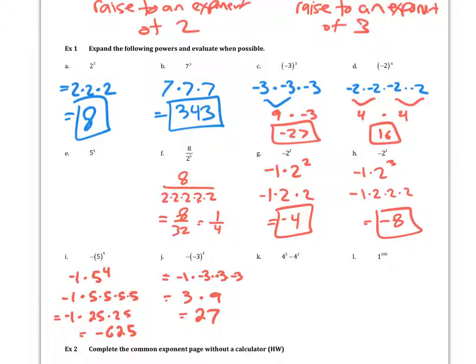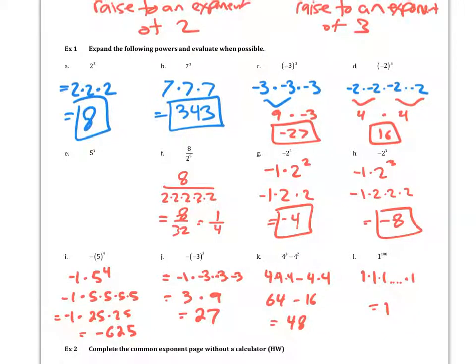In L, we can do K. K is 4 to the 3rd minus 4 squared. So this is 4 times 4 times 4 minus 4 times 4. That's 64. 16 times 4 is 64. Minus 16, which is 48. Okay. And finally here, L is 1 to the 100th, which is 1 times 1 times 1, 100 different times. We do that 100 times, the answer is still just going to be 1.